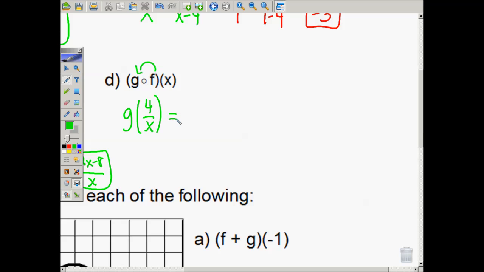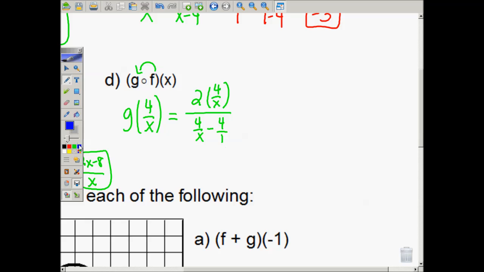I don't remember G off the top of my head. Here we go. So it's going to become 2 times 4 over x, over 4 over x minus, is it okay if I write 4 over 1?